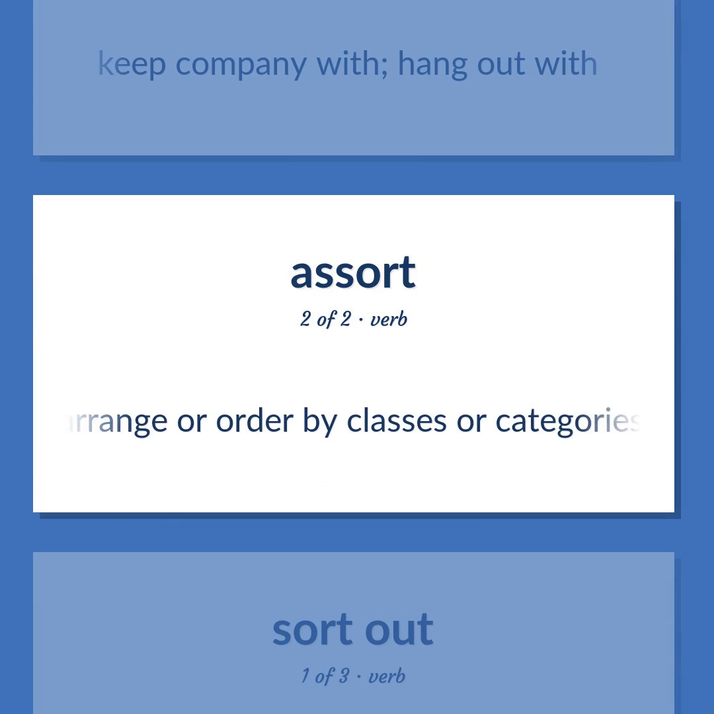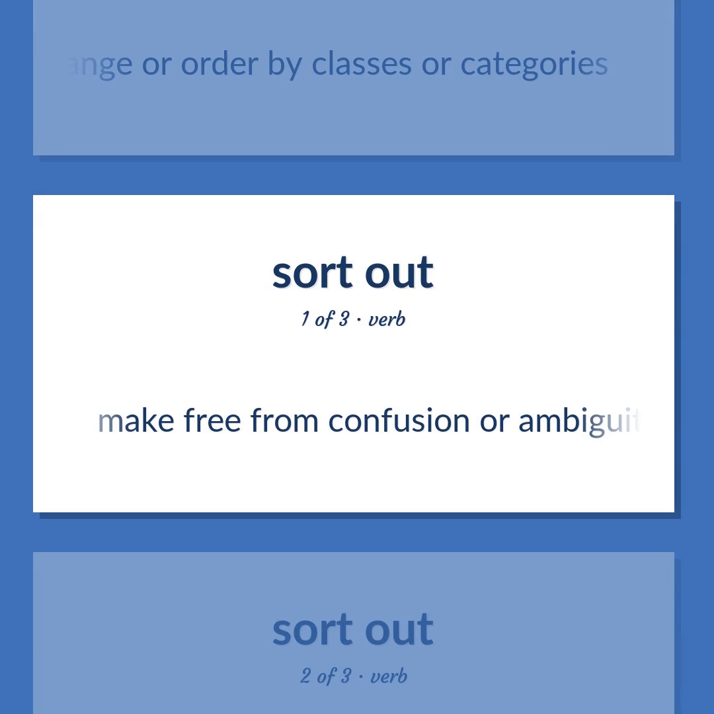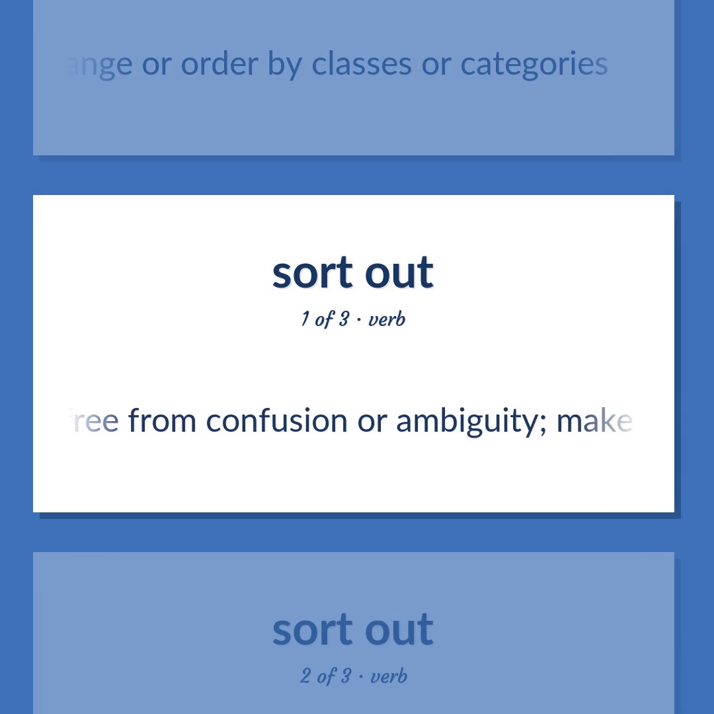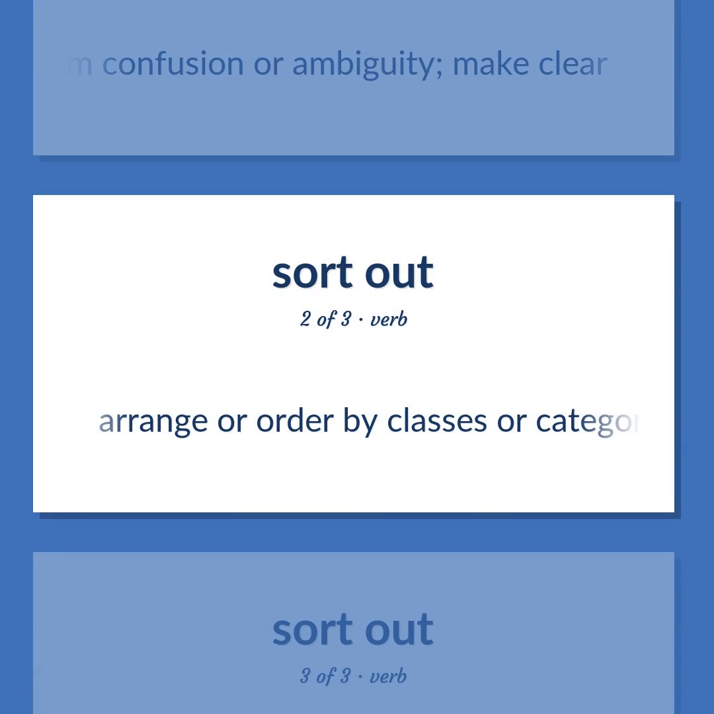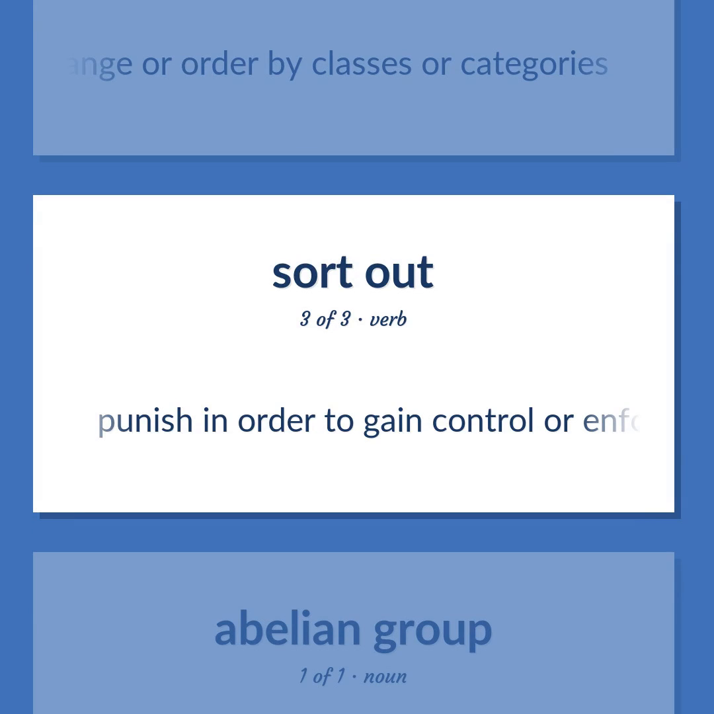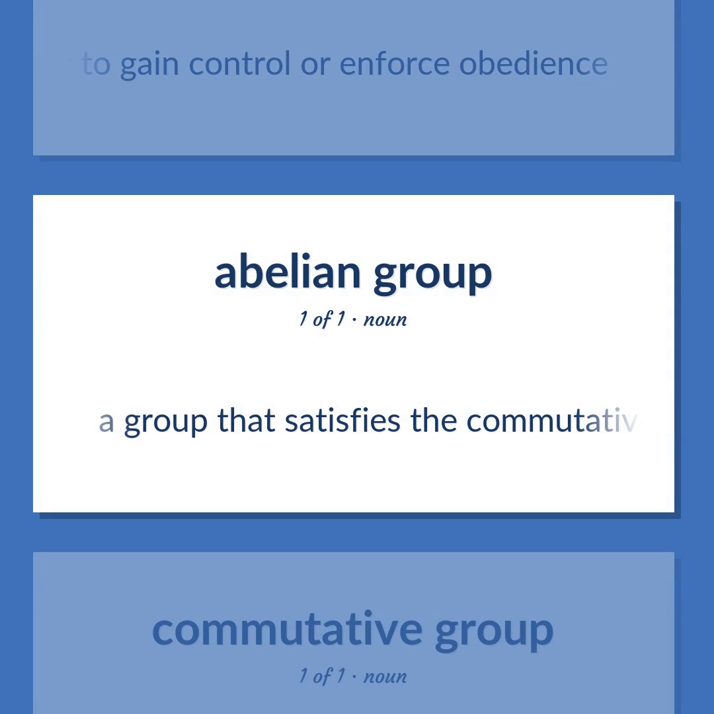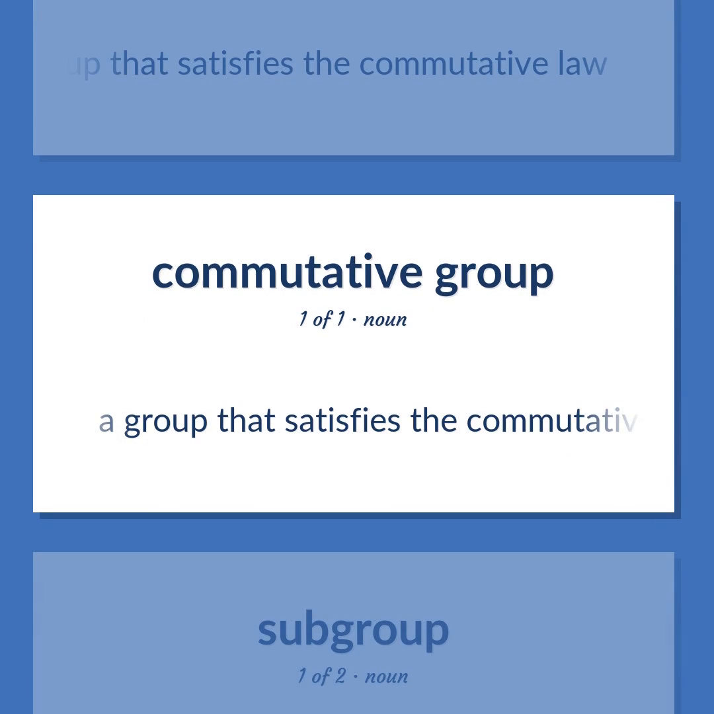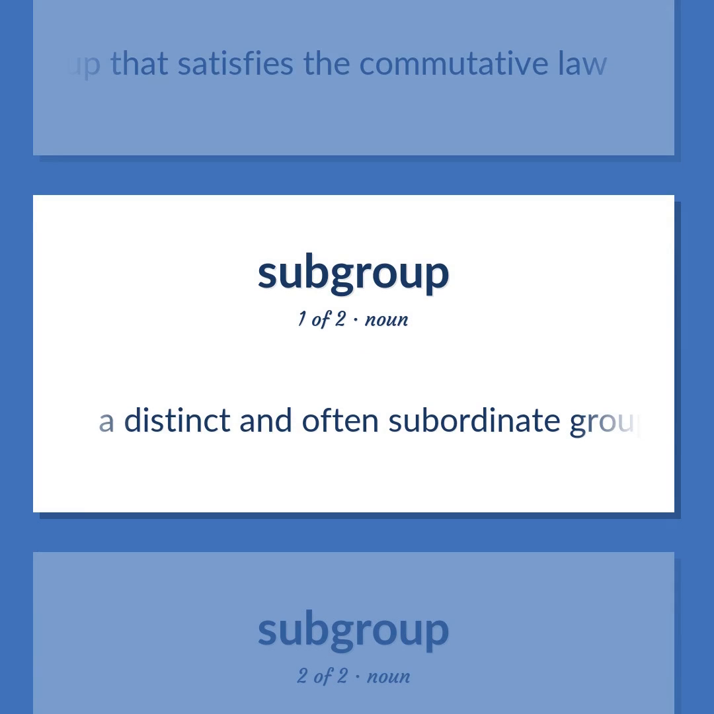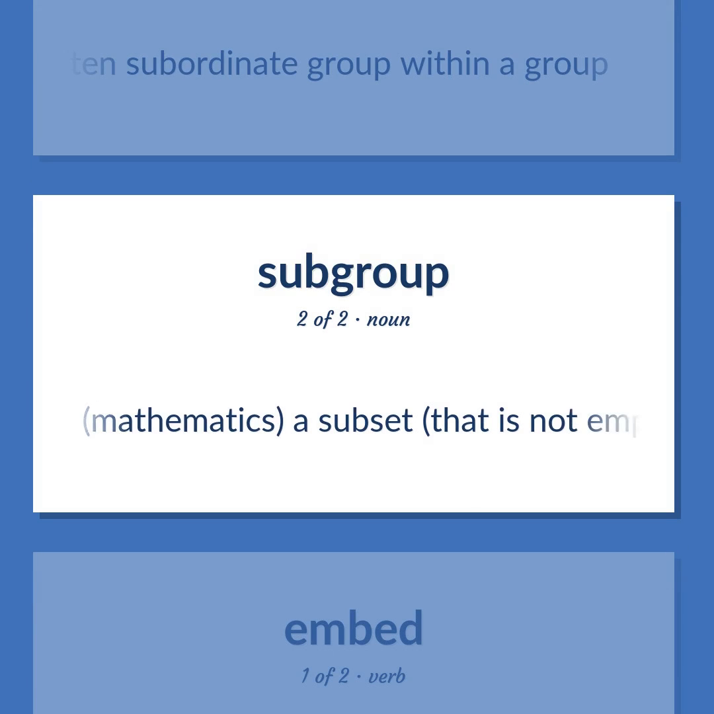Arrange or order by classes or categories. Make free from confusion or ambiguity. Make clear. Arrange or order by classes or categories. Punish in order to gain control or enforce obedience. A group that satisfies the commutative law. A distinct and often subordinate group within a group. Mathematics, a subset, that is not empty, of a mathematical group.